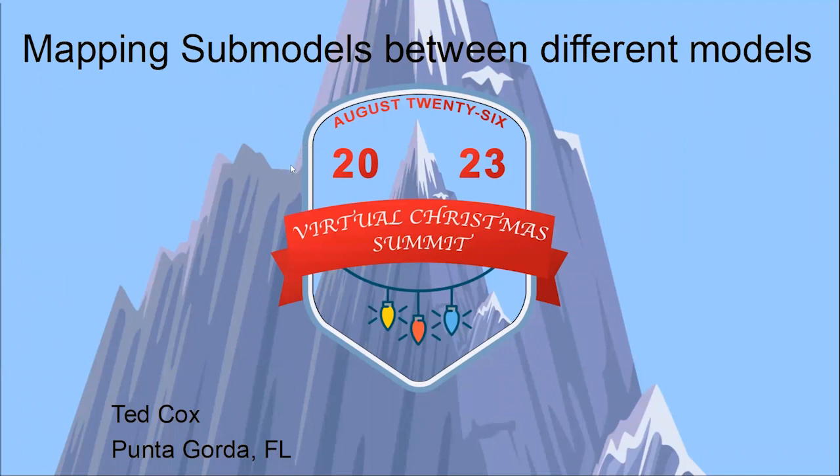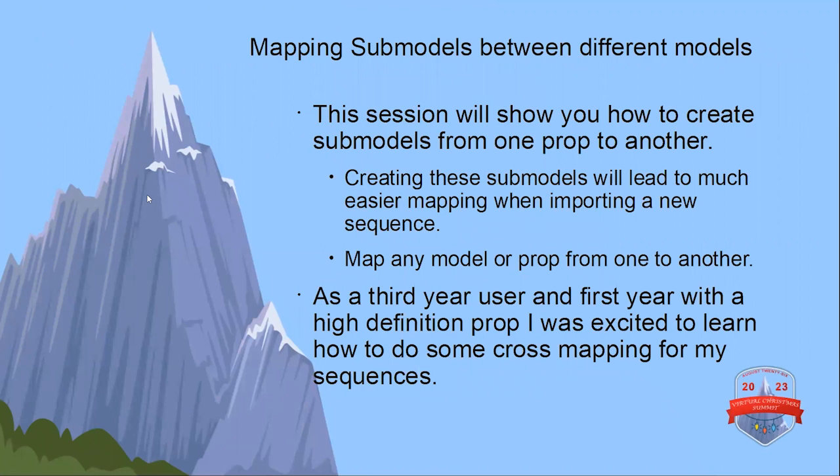The class today for the virtual summit, Christmas Summit 2023, is mapping submodels between different models. Mapping submodels between different models simply means that I am going to show you how you can create submodels or submodel groups so that when you map a new sequence in, and you have a new prop that doesn't necessarily match what the sequencer has provided you, you can create submodels that will match the image that the sequencer was going for on his prop so that you can match it to your prop.